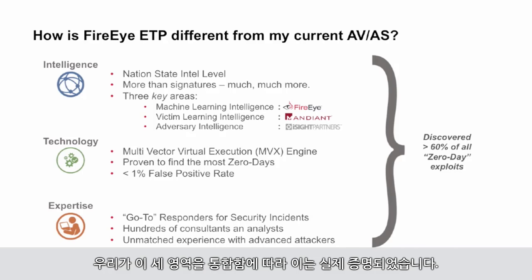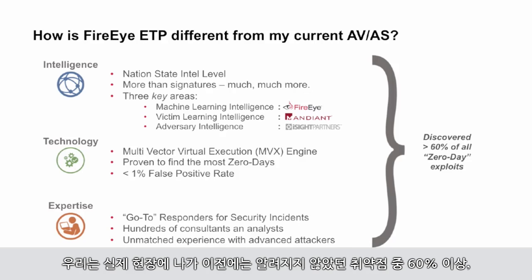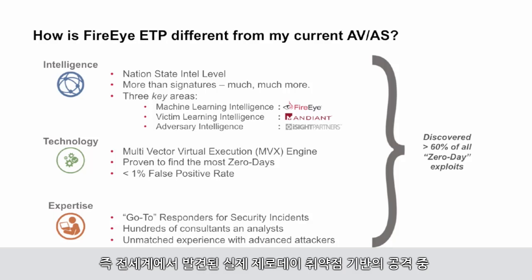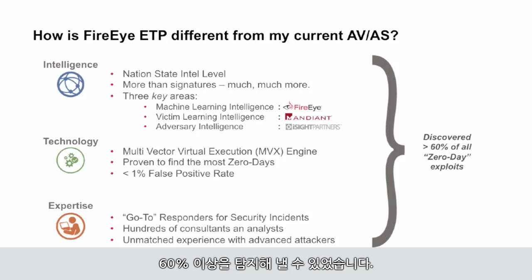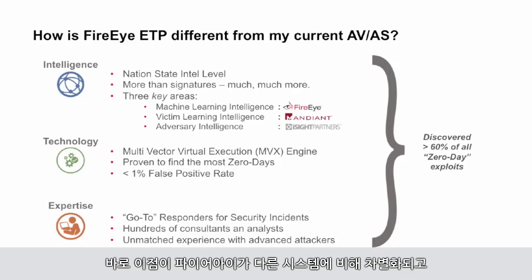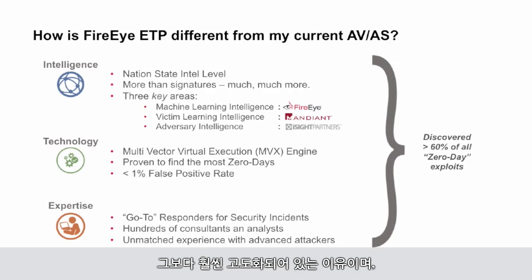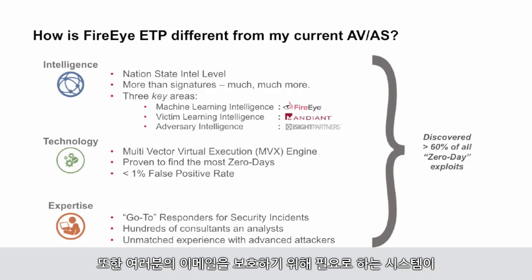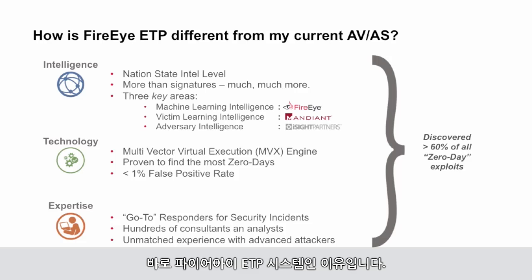Proven as we combine all three of these together, we're actually out there finding and discovering more than 60% of all the previously unknown vulnerabilities. More than 60% of these zero-day attacks happening in the wild. And this is why FireEye is so much different and so much more advanced than the other systems. And this is why FireEye's ETP system is going to deliver the results you need for your cybersecurity in your email.